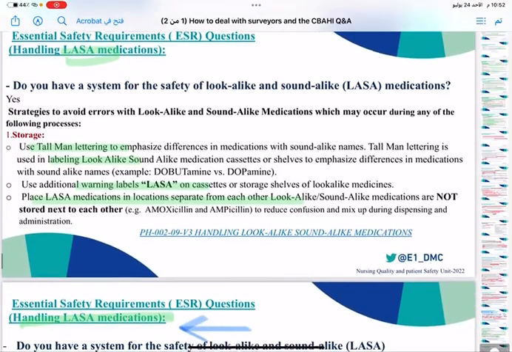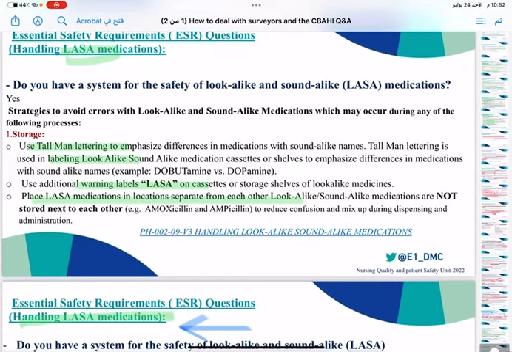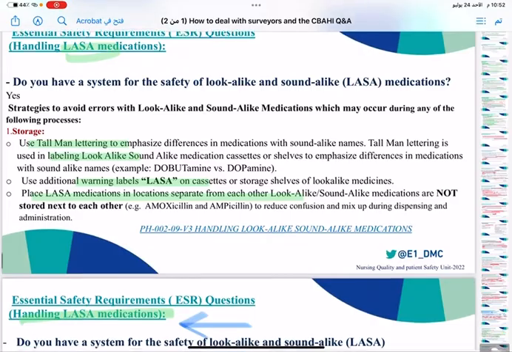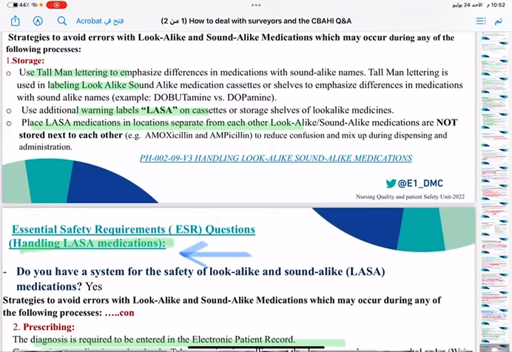Whether from the look or from the sound, the different letters will be in tall man lettering. As we said, these medications also have to be identified by tall man letters and separated from each other. The containers have to be labeled with LASA and high alert, and the medication will also be labeled with LASA or high alert.